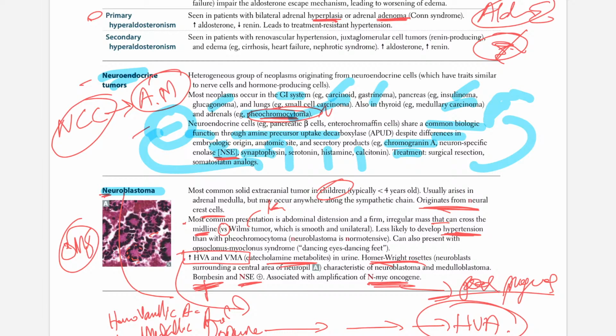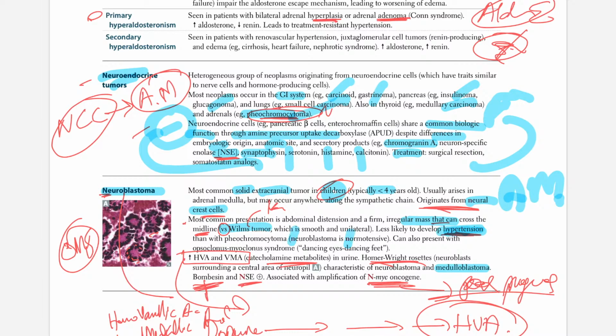Now we talk about neuroblastoma. It is a solid extracranial tumor because it is in the adrenal medulla. That's why it's called extracranial. Which one is going to be intracranial? That is your medulloblastoma. Okay, it is seen in children of less than 4. It originates from the neural crest cells. It's going to cross the midline versus Wilms, which will not, and it's less likely to cause hypertension than pheochromocytoma.